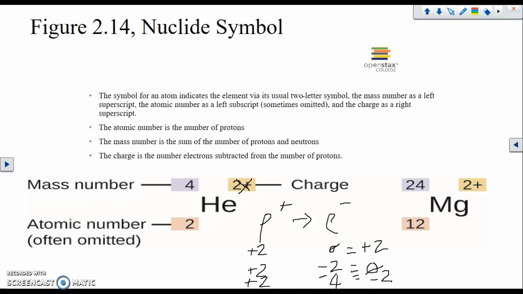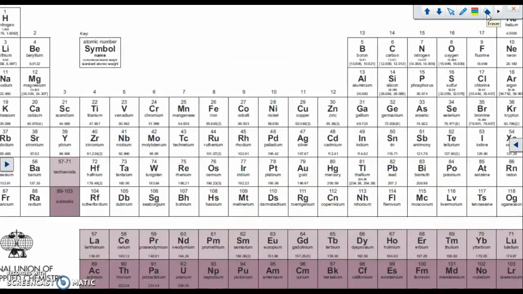Okay, let's do some exercises actually involving this. We're going to go back to the first one. I could definitely ask you a bunch of questions about nuclide symbols. Let's say I give you a list, and I give you a particle that has 10 protons, 12 neutrons, and 8 electrons. What is the nuclide symbol for this particle?